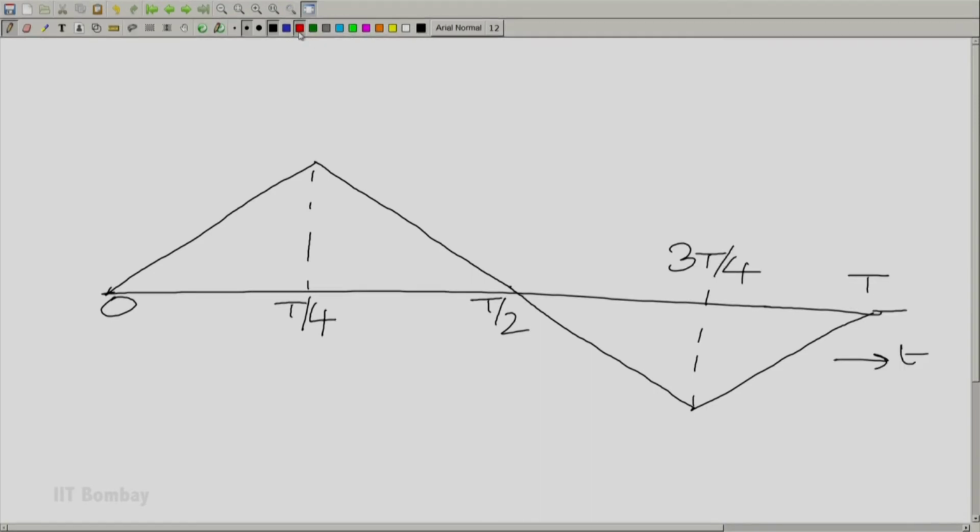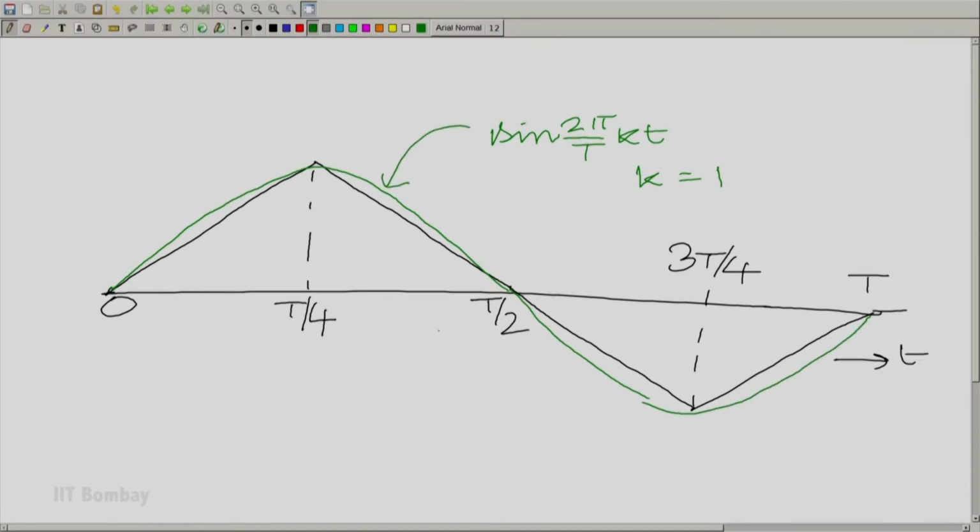So, let us draw just the first sinusoid for k equal to 1. Let us draw sine 2 pi by T times kt for k equal to 1. That is easy. That will look like this. Of course, my drawing is not terribly accurate. I am just trying to show it schematically. Do not take my drawing literally.